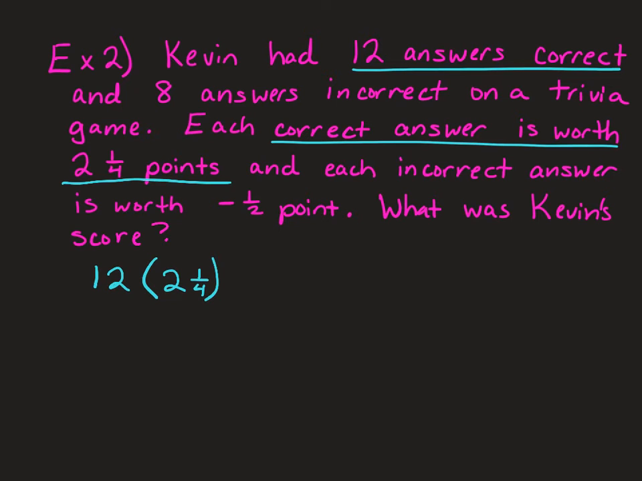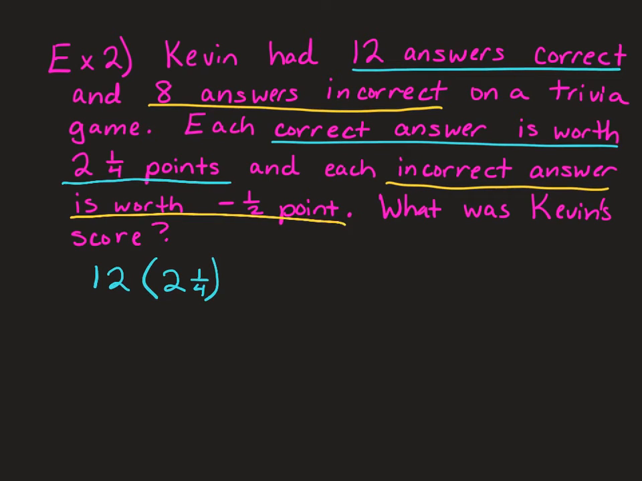We also see that he had 8 answers incorrect, and each incorrect answer is worth a -0.5 point. So we have 8 incorrect answers times -0.5 point. And we could just add his correct answers to his incorrect answers to find out what his total score was. So we can go through and figure this out.